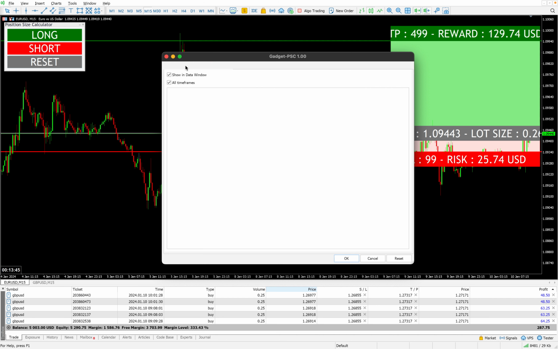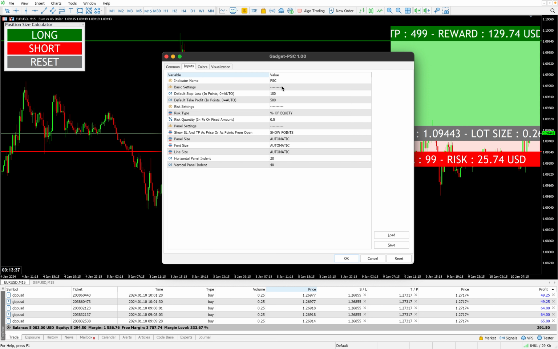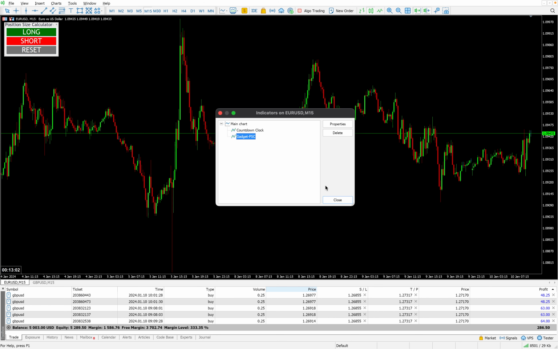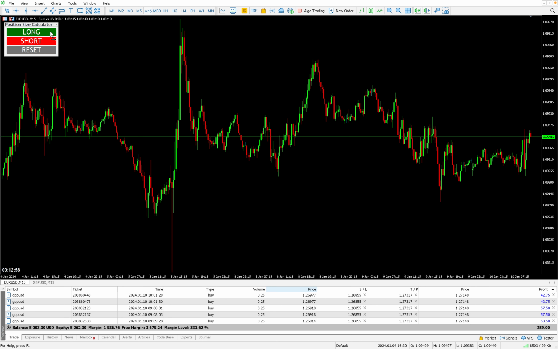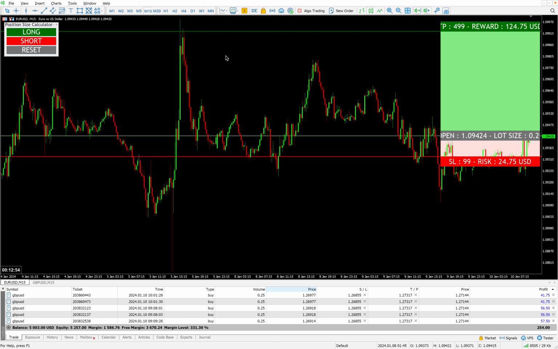I'm trying to remember. Oh, percent of balance. Yeah, and then okay, here's where it gets a little tricky. Actually, just do the panel size medium. I think it's fine. Let me try. I can't remember exactly. Long. It starts cutting off. Yes, you have to change the font size.